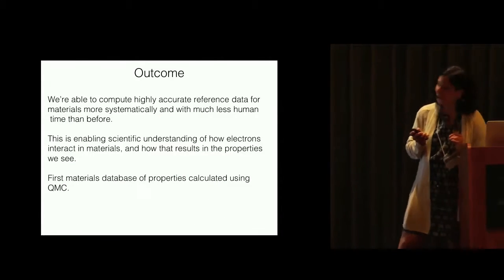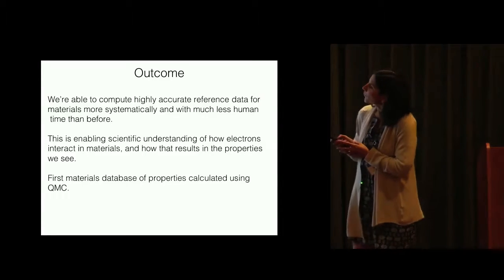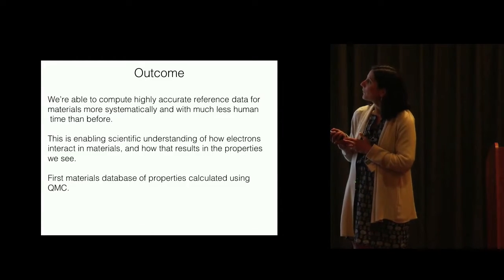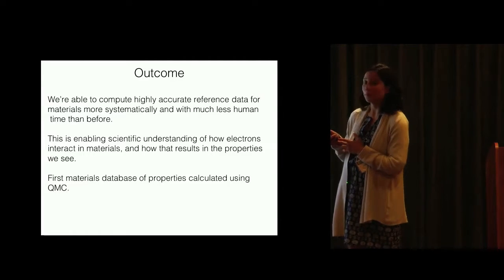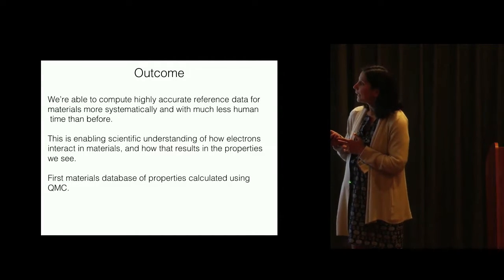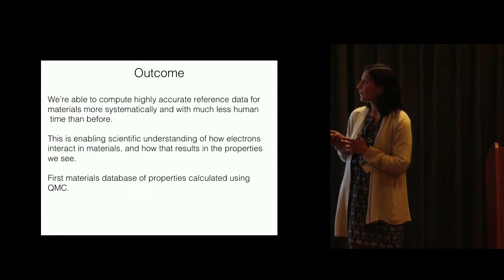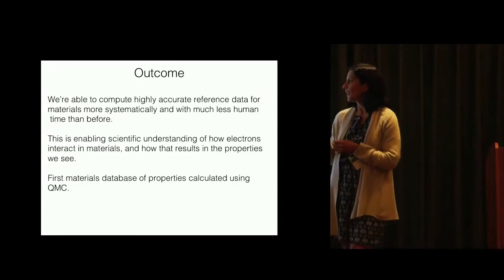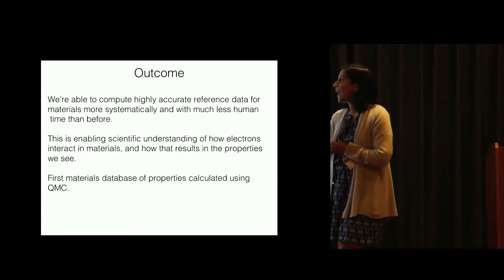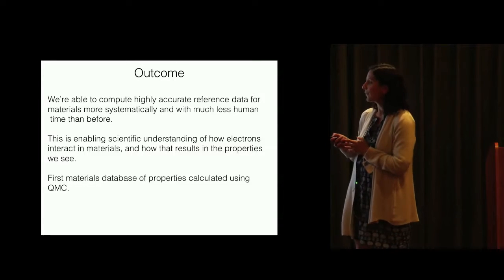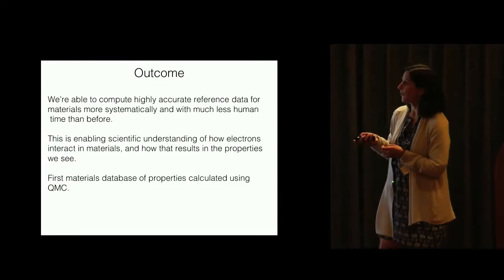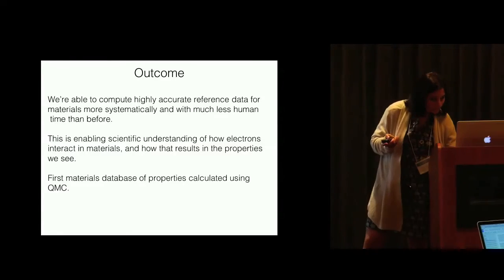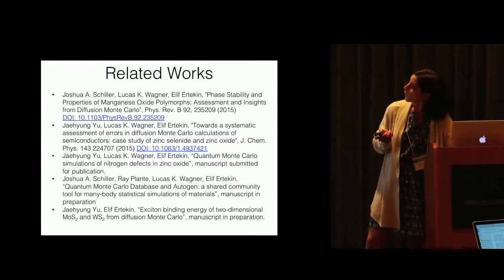Okay, so the outcome of this work. Good news is we're able to compute highly accurate reference data for materials now more systematically and with a lot less human time than before. It's allowing us to gain some scientific understanding of how electrons interact in materials and how that results in the properties we see. And we're putting together this first materials database of properties calculated using quantum Monte Carlo. Here's some of the related works.